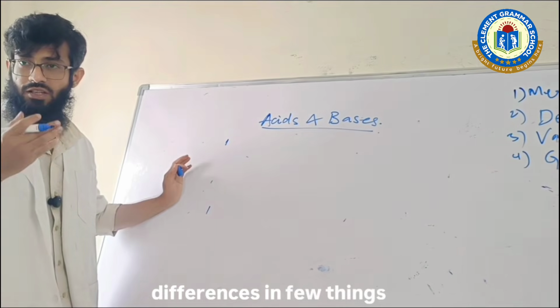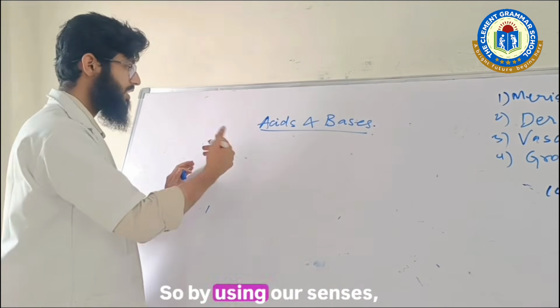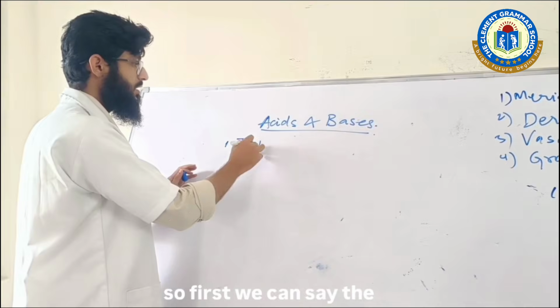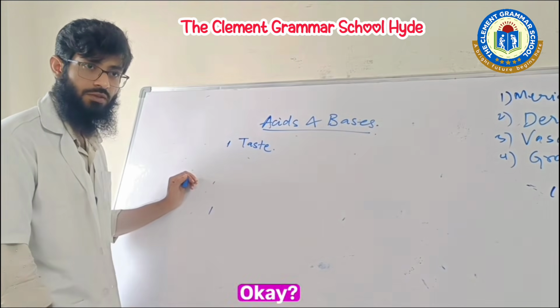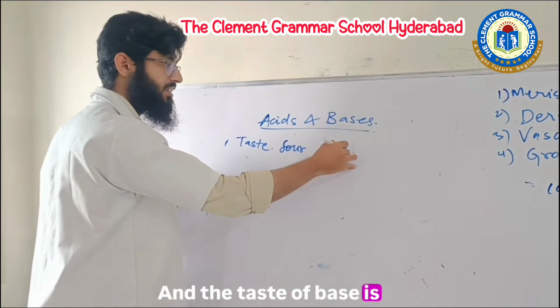We will see the differences in a few things using our own senses. By using our senses, first we can say the taste. The taste of acid is sour and the taste of base is bitter.